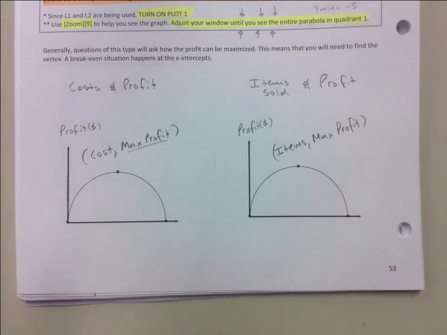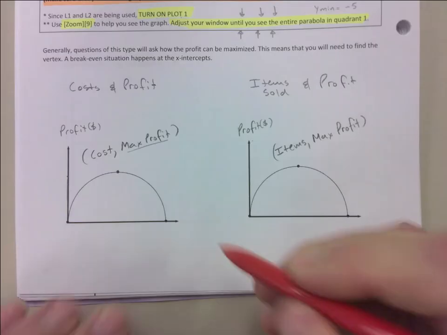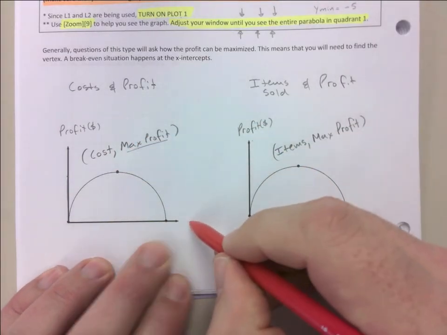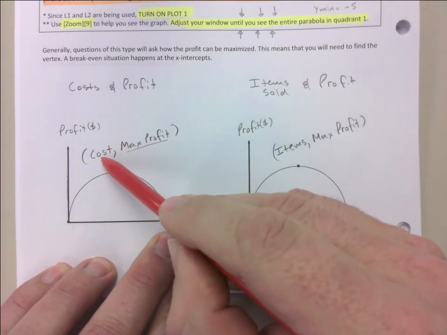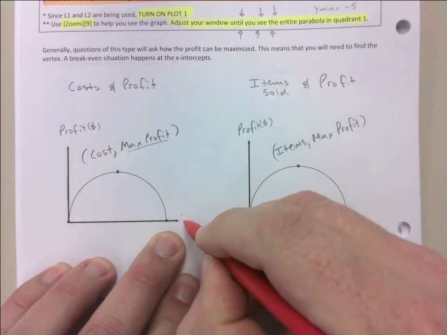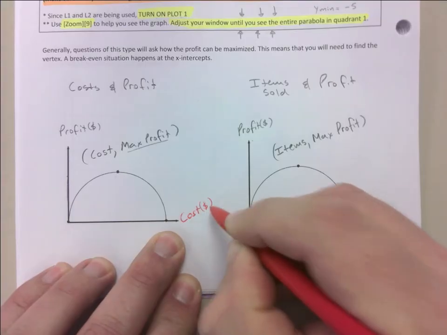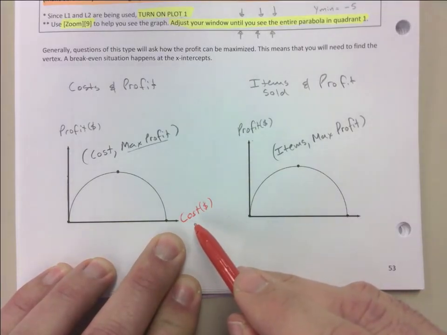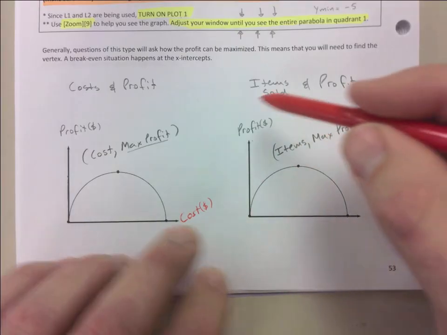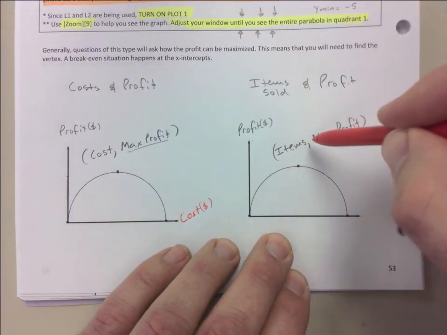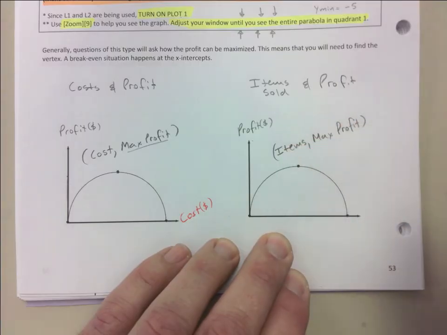I'm going to use a red pen for this, but in this case, what goes along the x-axis? Cost, right? In this case, you have the cost per item you're selling along the x-axis. In the second scenario, what goes on the x-axis? The items sold.